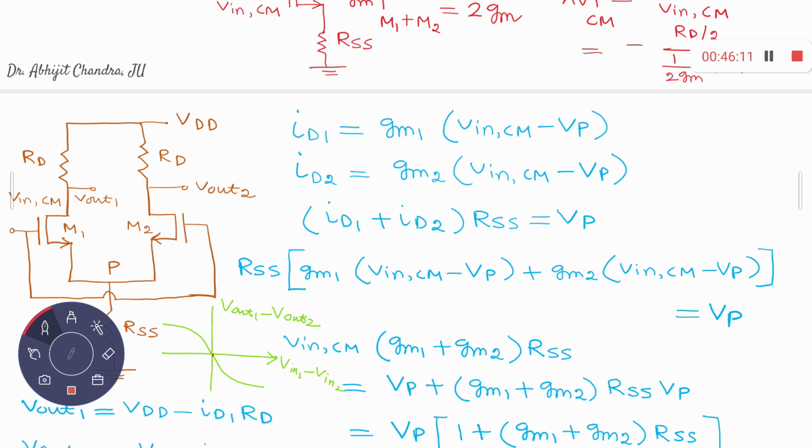The differential gain upon this common mode to differential gain, their ratio, and hopefully you know the name of this factor, is known as the common mode rejection ratio, CMRR. Now we are in the process of calculating this CMRR, but because the calculation is a little bit tedious and hectic, hopefully we will discuss this one in detail in the next class.